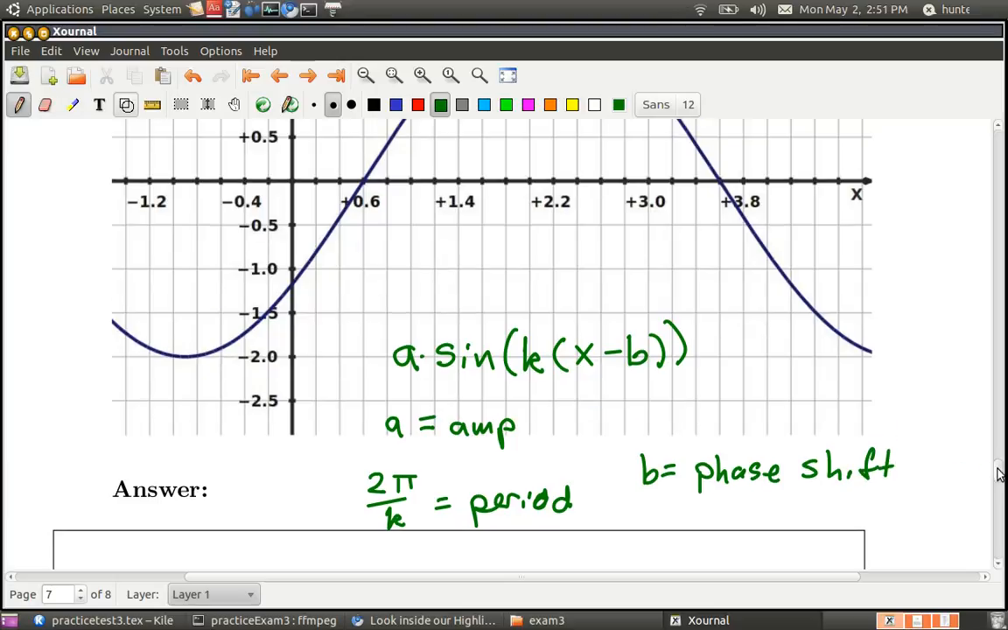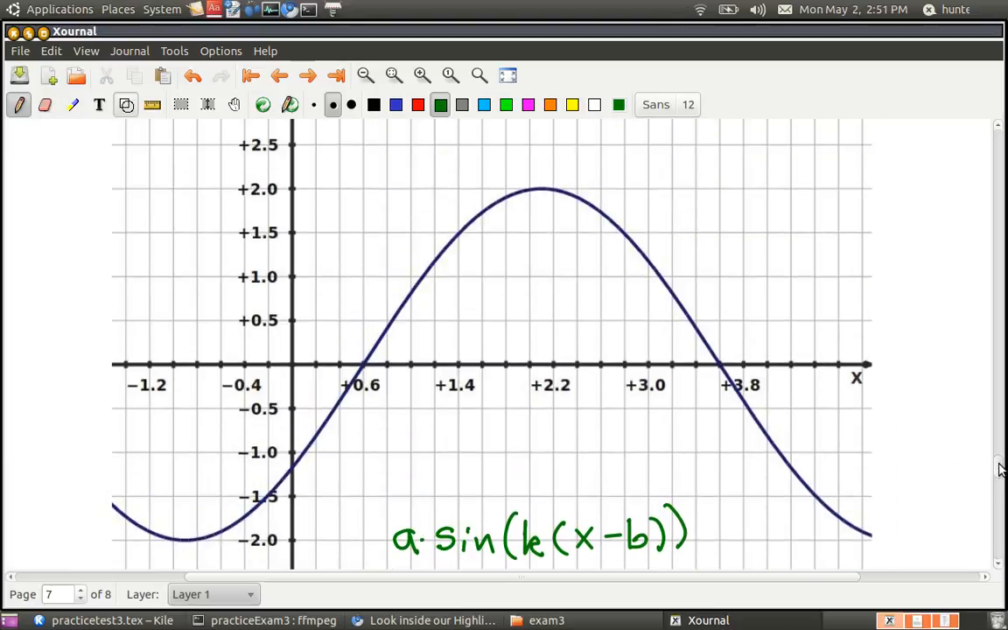Alright, so let's figure out what we can from this graph. So it could be translated up, but this has no translation up because you can see that it's going up to 2 and down to -2. So there's no translation. This could be plus some number, but it's not. It's just of this form. And the amplitude is how high the wave goes up. So you can see from the picture here that A is equal to 2.